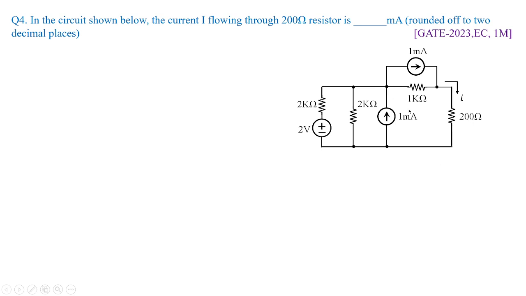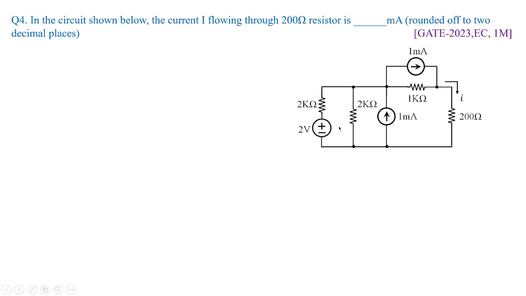By looking into the network, you can apply mesh analysis or node analysis to get the answer. If you apply node analysis, you can see you have one node here, another node over here, and the rest is a common node. So I can have V1 and V2. In fact, V2 will be whatever value of voltage you calculate. The current I will be equivalent to V2 by 200 ohms. This is one way of getting the answer.